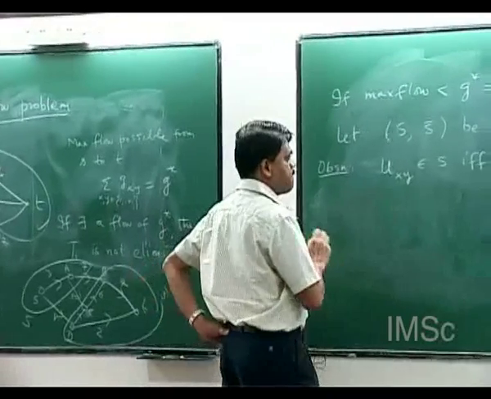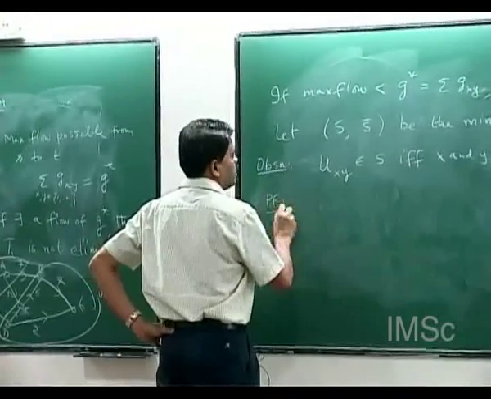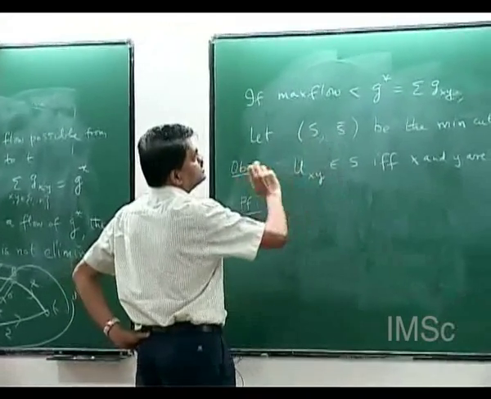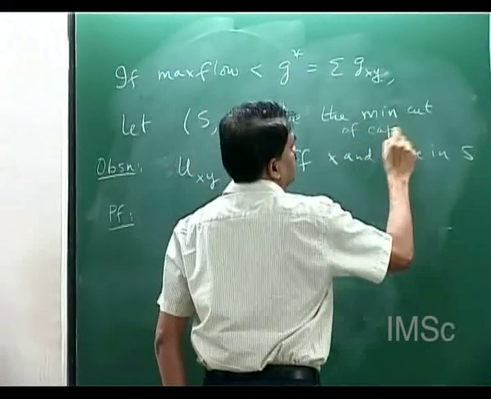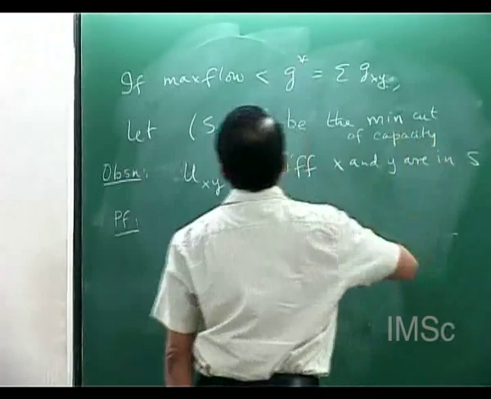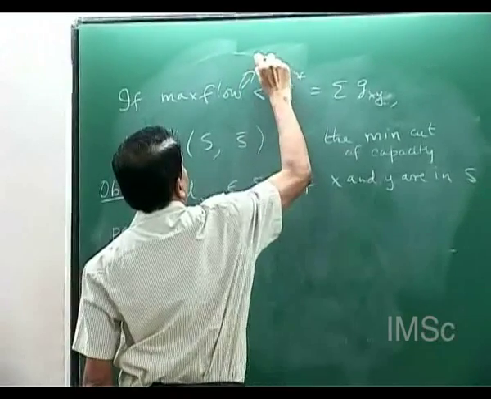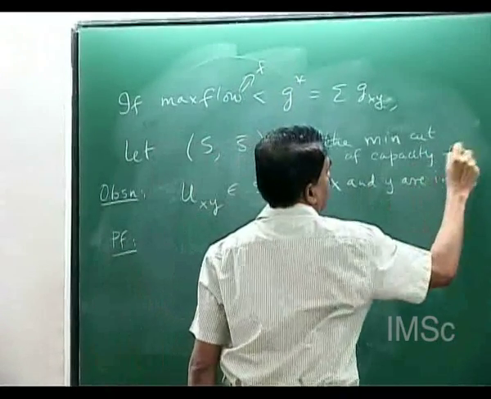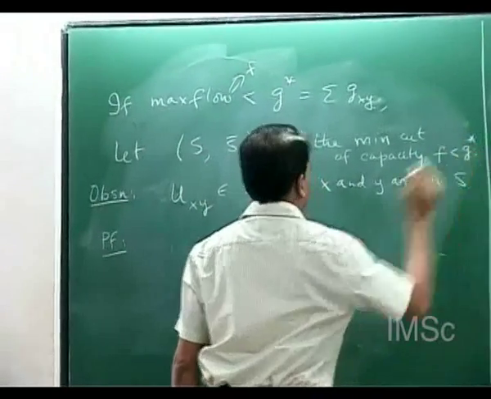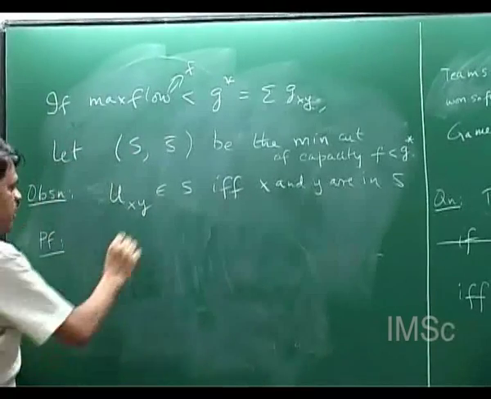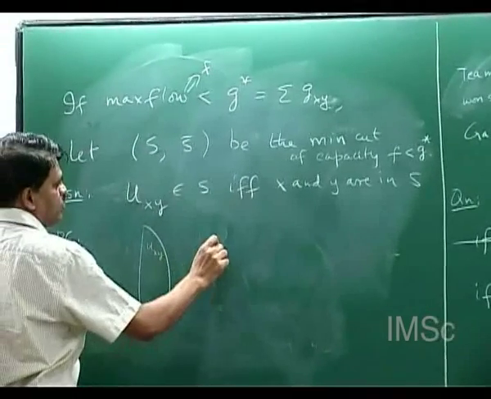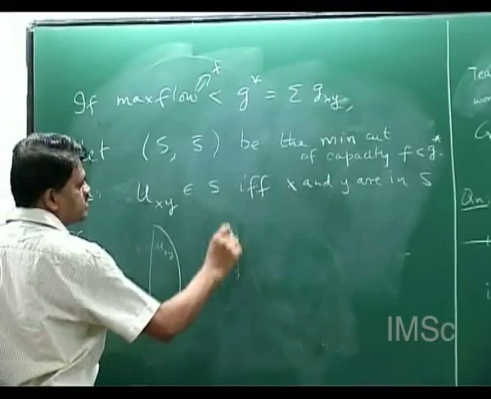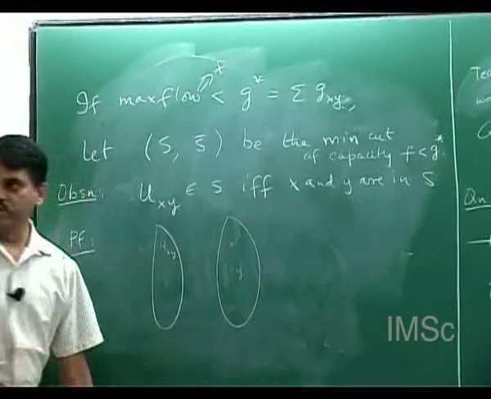Okay. So, this cut has some capacity, let us call this f, which is less than G star. Okay. So, suppose u x y is in S, but x or y is here, what is the problem?